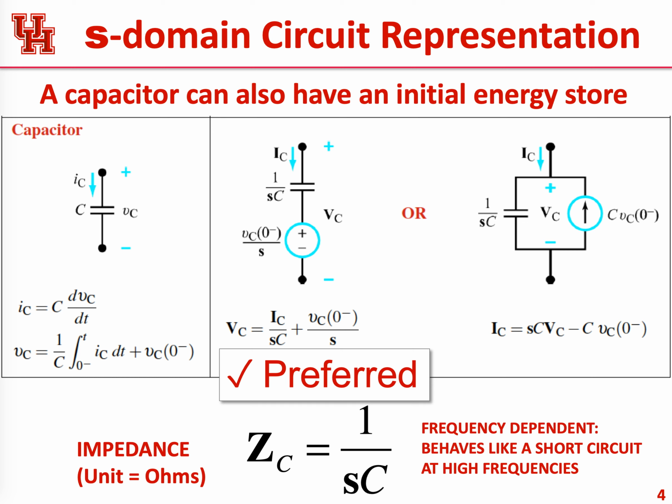Now what we can do is solve for the voltage. So I can divide throughout by sC, and I get I_C of s divided by sC equals V_C of s minus 1 over s V_C of 0 minus. In other words, V_C of s is I_C of s divided by sC plus 1 over s V_C of 0 minus.